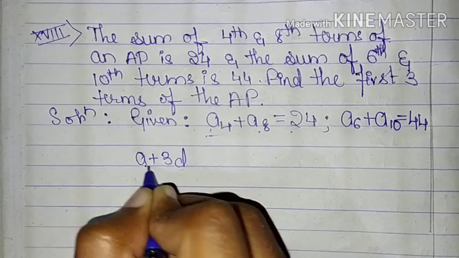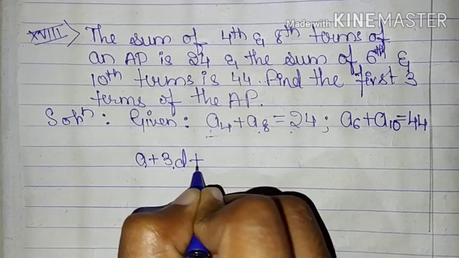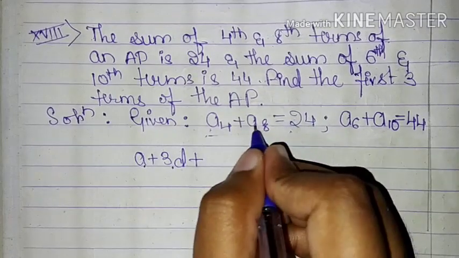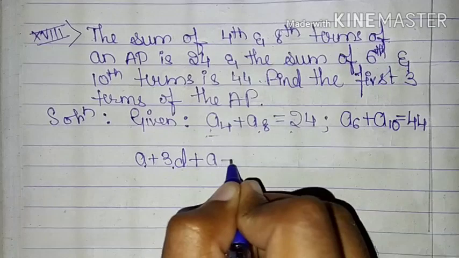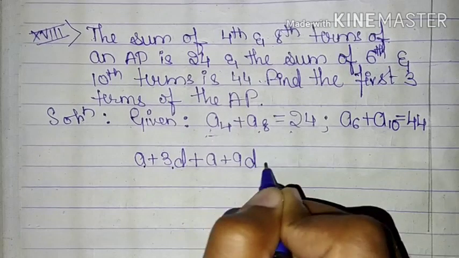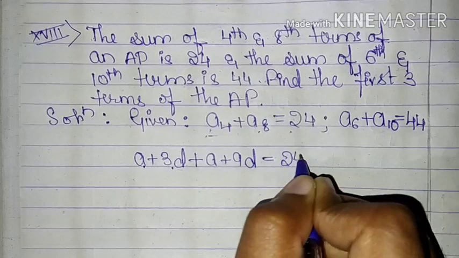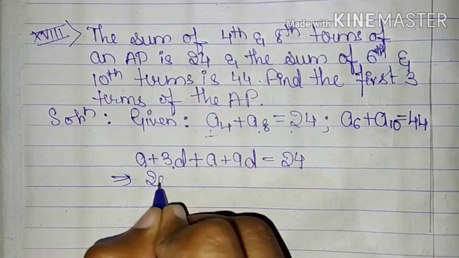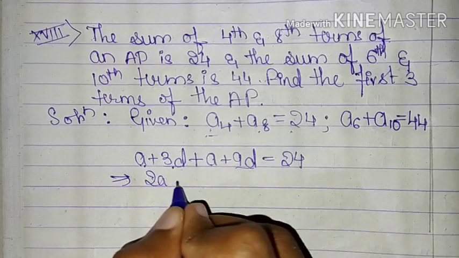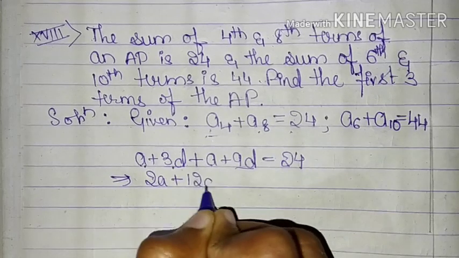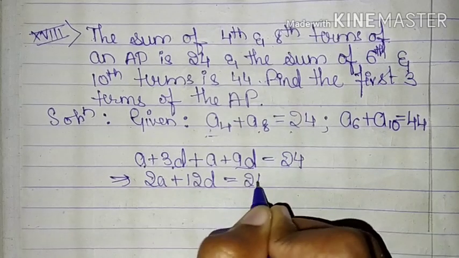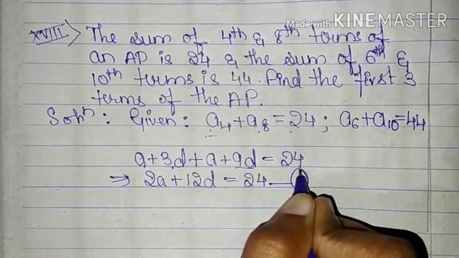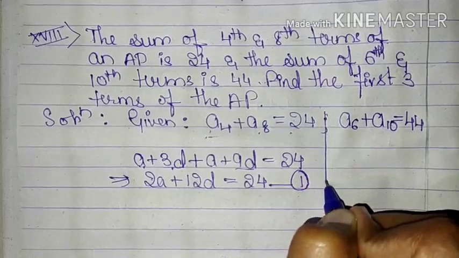A4 is A plus 3D, and A8 can be written as A plus 7D. So A4 plus A8 gives A plus 3D plus A plus 7D, which is 2A plus 10D, equal to 24. This is our equation 1.